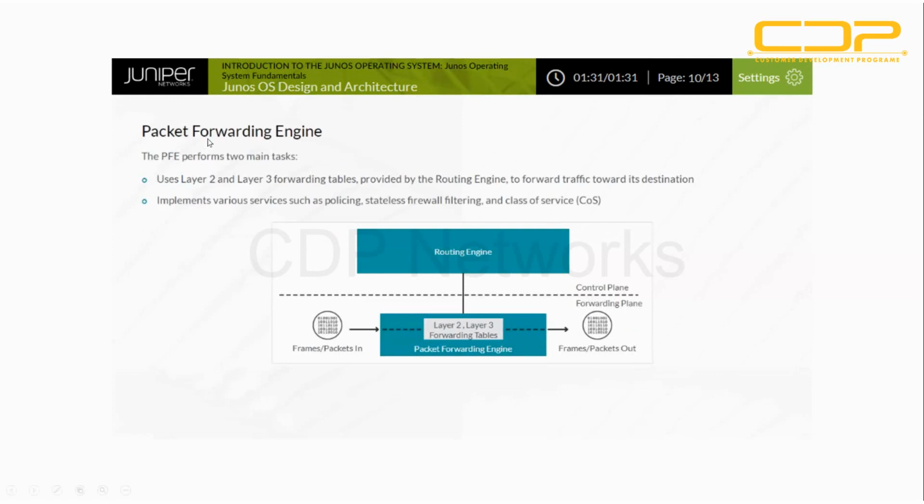And what is the task of the forwarding engine? The forwarding engine basically performs two main tasks. One is using the layer 2 and layer 3 forwarding tables provided by the routing engine to forward traffic toward its destination. And another is that in the forwarding table, we can apply policers, stateless firewall and class of service. So the forwarding engine basically maintains forwarding tables, number one. Second one is maintaining policer, stateless firewall and class of service.